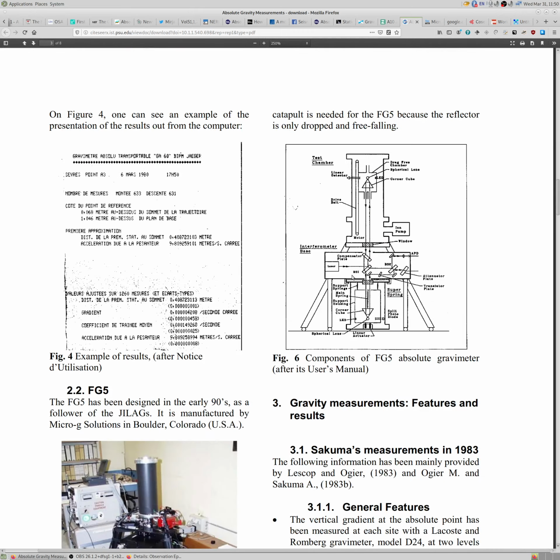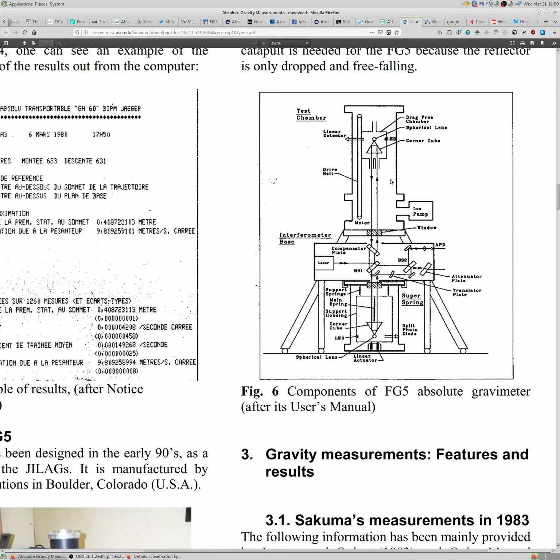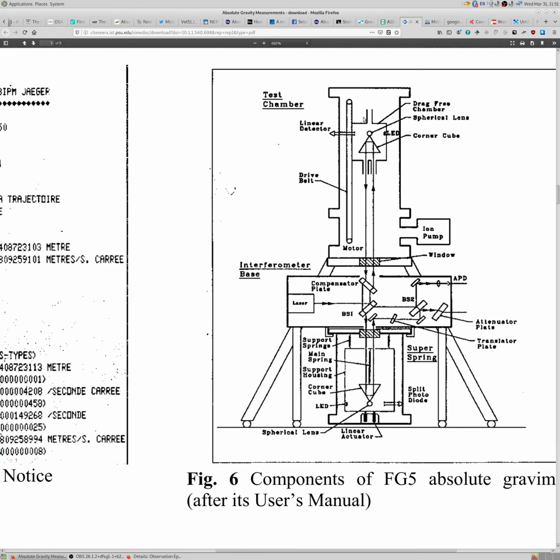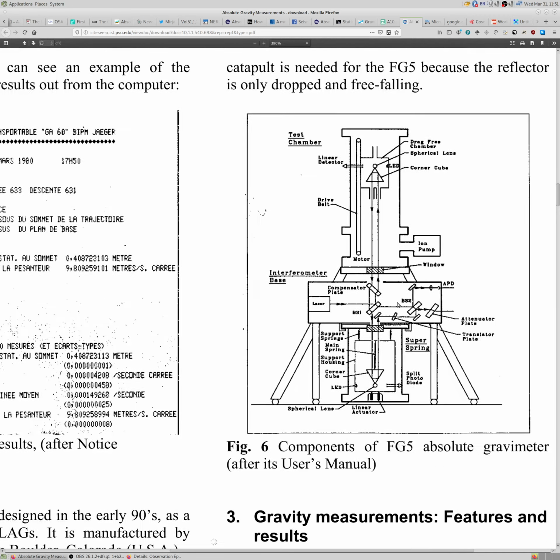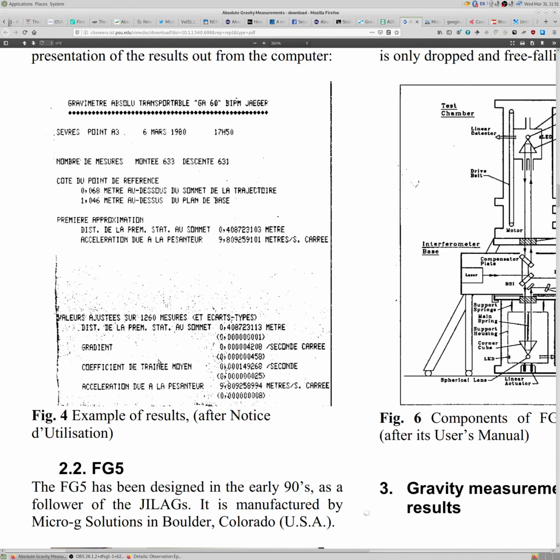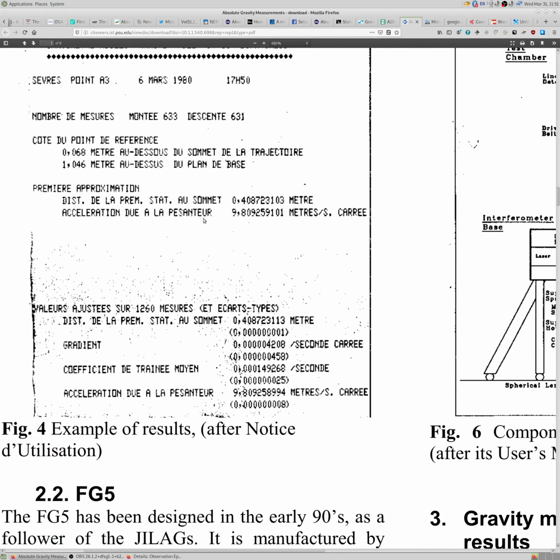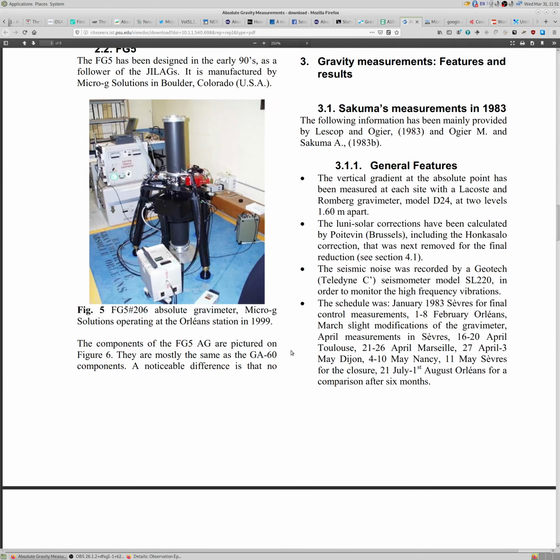This is FG5 again, a bit older drawing. Corner cube, spherical lens, drag-free chamber, the lift, linear detector, ion pump, and yeah, it's released and it just falls. And this is the other reservoir, laser, and avalanche photodetector to detect things. An example of results is the acceleration, a value in meters per second squared. Another FG5, different serial number.